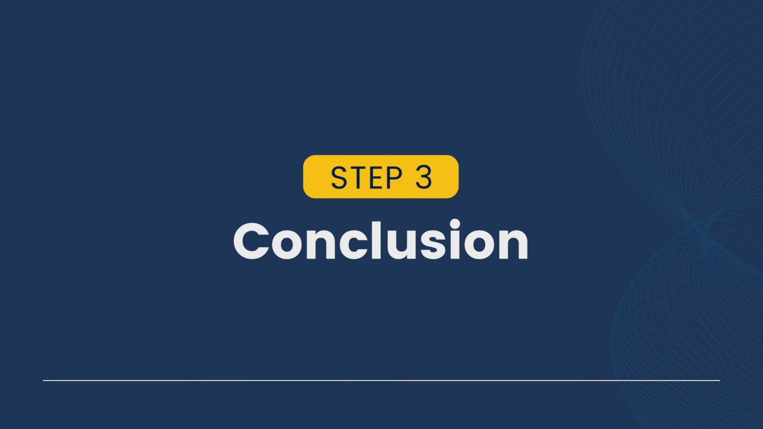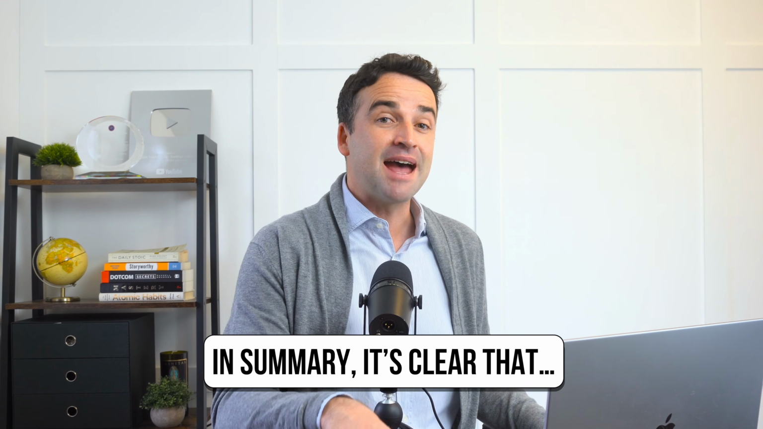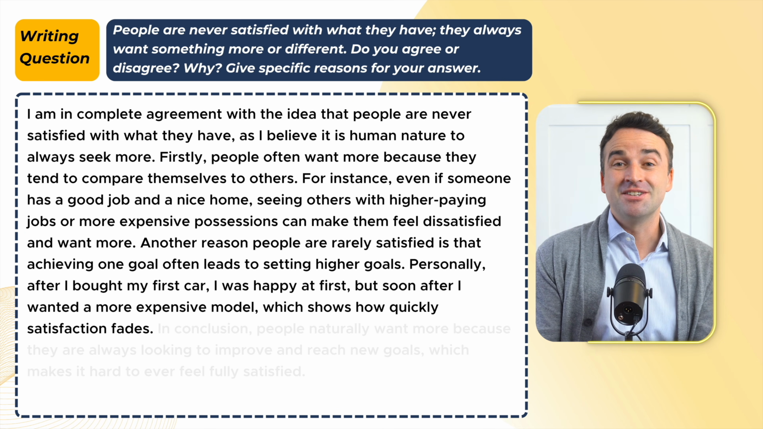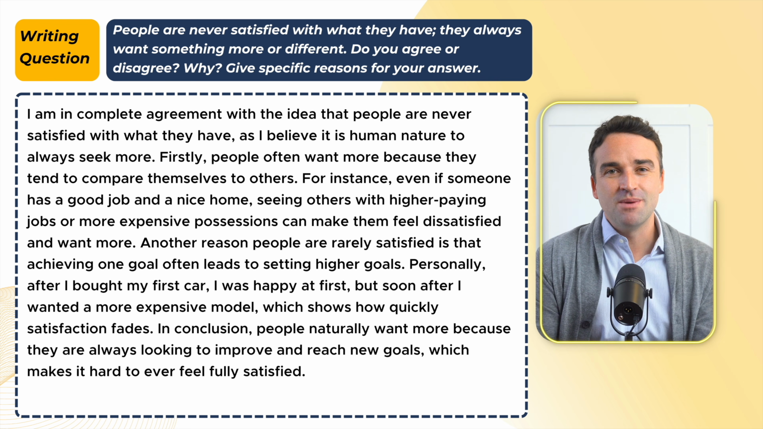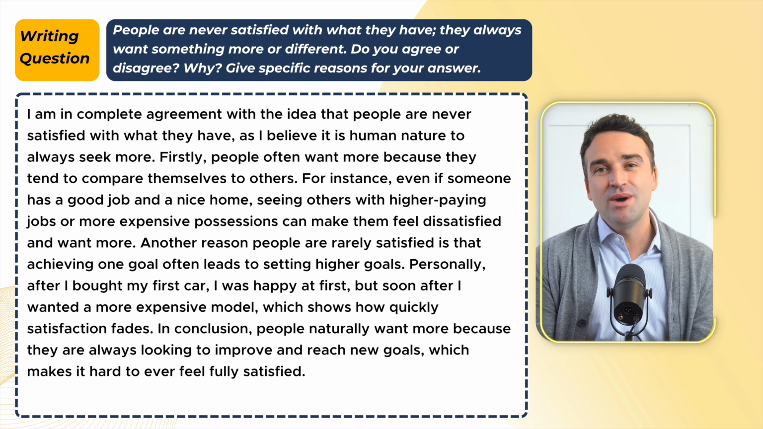Okay, now moving on to the last part of your answer, which is of course your concluding sentence. You should try to wrap things up with a short concluding sentence that restates your main point but uses different words. For example, you might say, in summary, it's clear that. This reinforces your position and shows off your vocabulary. And here is an example in a full sentence. In conclusion, people naturally want more because they are always looking to improve and reach new goals, which makes it hard to ever feel fully satisfied.